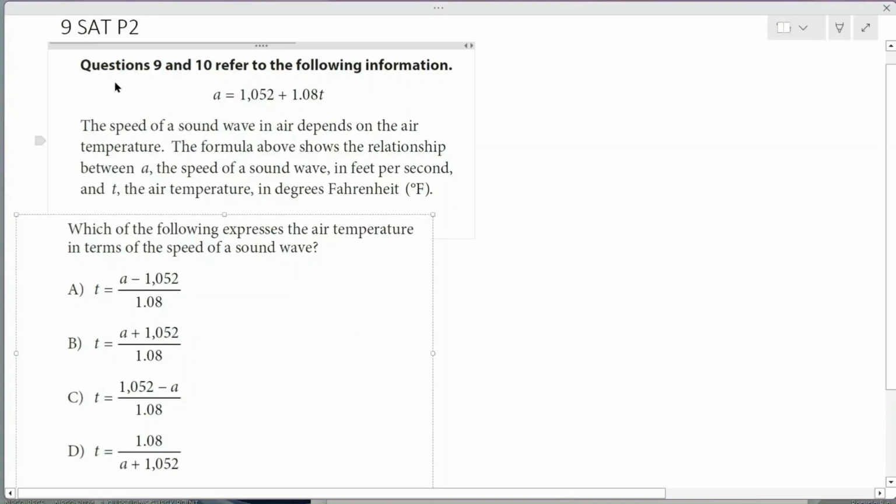Question 9. Questions 9 and 10 refer to the following information. A equals 1052 plus 1.08 T. The speed of sound wave in air depends on the air temperature. The formula above shows the relationship between A, the speed of sound wave in feet per second, and T, the air temperature. That is, T here represents the air temperature in degrees Fahrenheit.